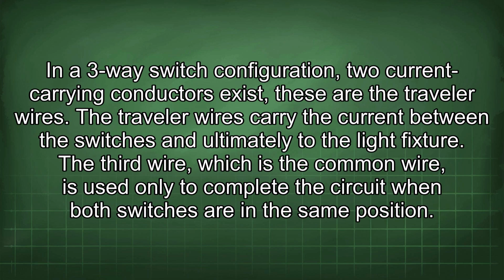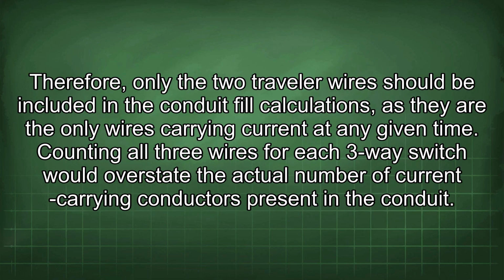In a three-way switch configuration, 2 current-carrying conductors exist. These are the traveler wires. The traveler wires carry the current between the switches and ultimately to the light fixture. The third wire, which is the common wire, is used only to complete the circuit when both switches are in the same position. Therefore, only the 2 traveler wires should be included in the conduit fill calculations, as they are the only wires carrying current at any given time.